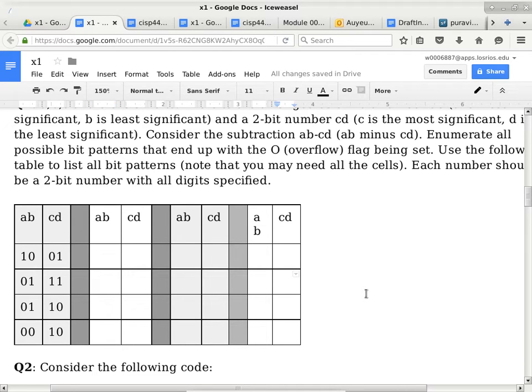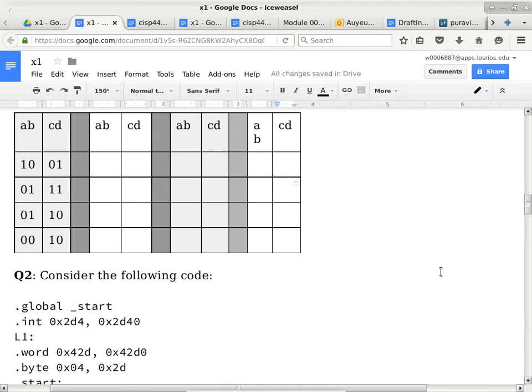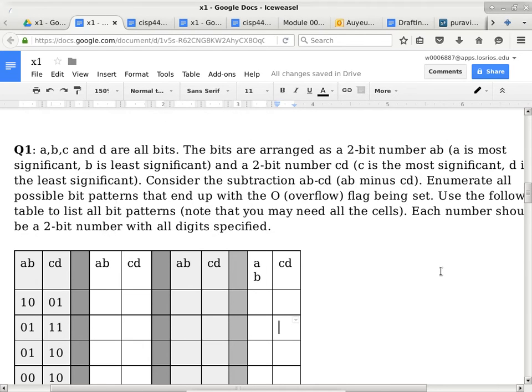Wait, you said the result was positive? No, I got it backwards. It should be positive, but it's not, and that's why the sign doesn't make any sense. It was 0, 0 minus 1, 1, which is 0, 1. Correct. So that came out positive. Okay. Any other questions about number 1?